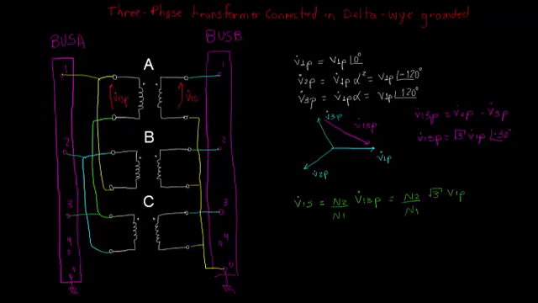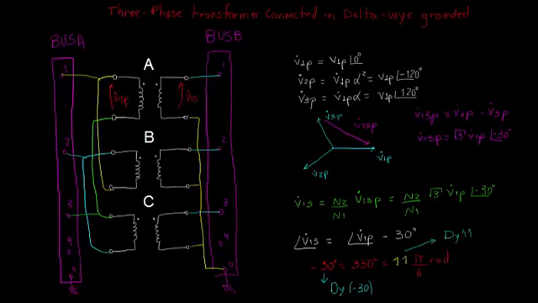Hence, we can say that there is a phase shift of minus 30 degrees between the secondary and the primary side of this three-phase transformer. Minus 30 degrees is equal to plus 330 degrees. That is 11 times 30, or pi divided by 6 radians. For this reason, this three-phase transformer is also called Dy minus 30 and Dy11.